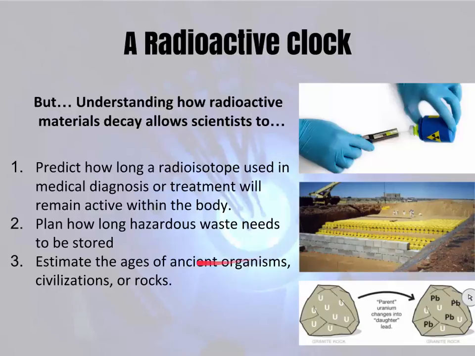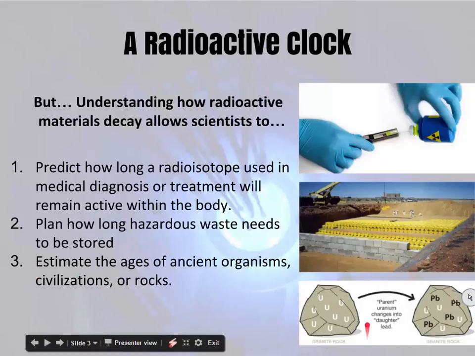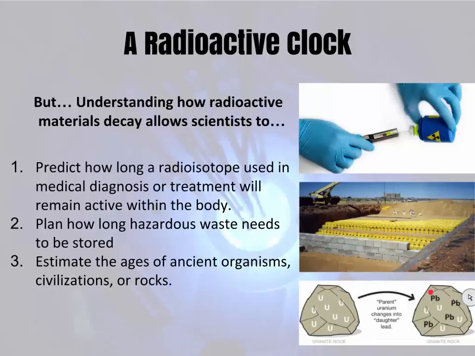And the last thing it allows scientists to do is to estimate the age of ancient organisms or civilizations or rocks. So we can radioactively date materials. The bottom picture here shows a granite rock that will contain uranium. As it decays, it turns into the more stable form, lead. So we can estimate and approximate how long that time period will be if we understand radioactive decay.